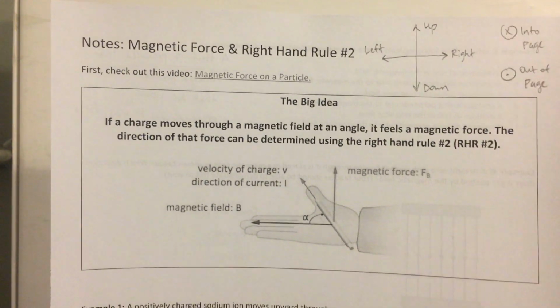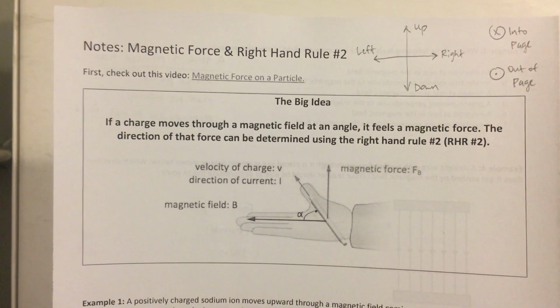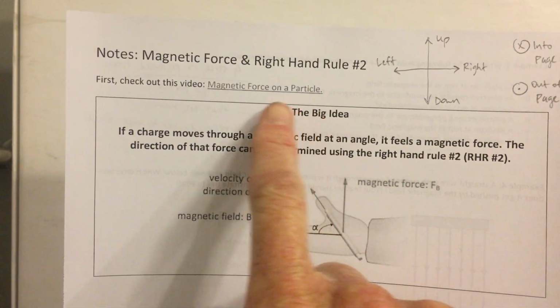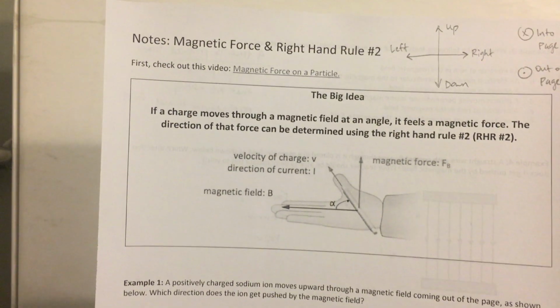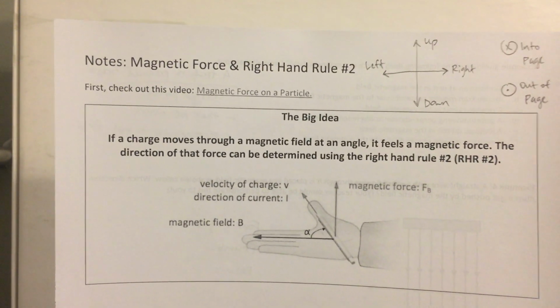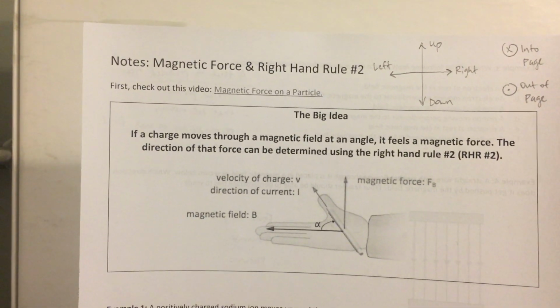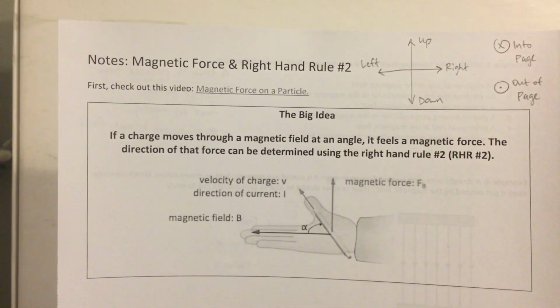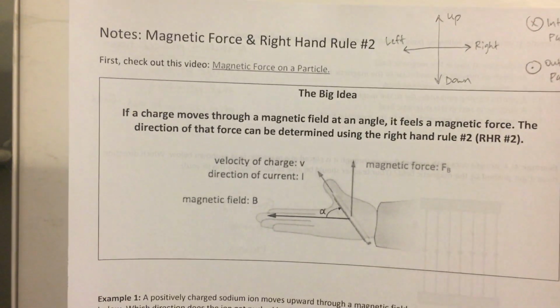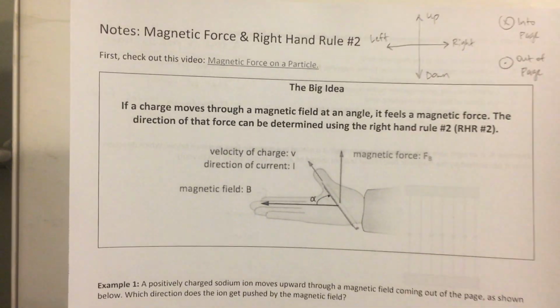So I am assuming that you have already watched the video for magnetic force on a particle. If you haven't done it yet, check that out now. That video introduced you to the second right-hand rule. And the second right-hand rule relates the magnetic force on a particle if it's moving through a magnetic field.